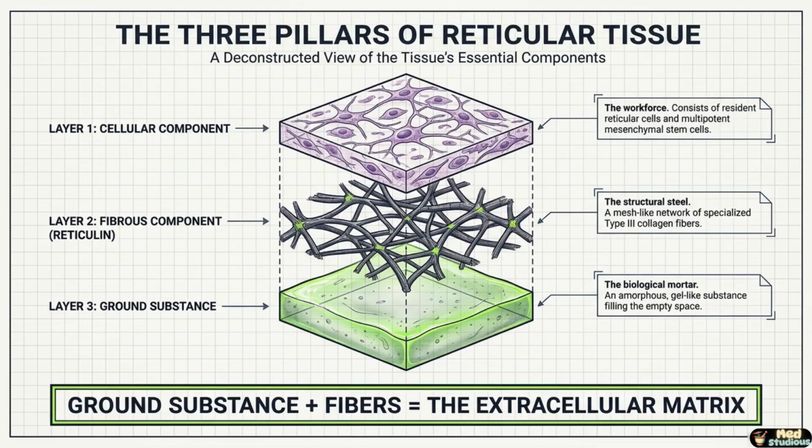Finally, layer 3 is the ground substance. If the fibers are the steel, the ground substance is the biological mortar. It is a clear, amorphous, gel-like substance that fills all the empty space between the cells and the fibers, allowing nutrients and oxygen to diffuse through the tissue. Together, the ground substance and the fibers combine to create the complete extracellular matrix.